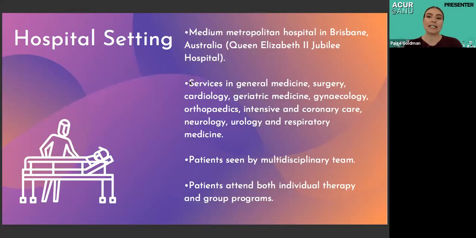Patients included in the study were residing on the rehabilitation ward at the Queen Elizabeth II Jubilee Hospital, a medium-sized metropolitan hospital located in Brisbane. The hospital offers an array of services, with patients being treated by a multidisciplinary team and have the opportunity to attend both individual and group therapy sessions, for example, the OT-delivered relaxation group.